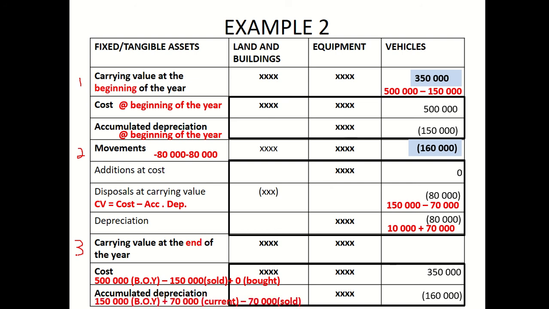We add the 70,000 rand of the current financial year. Actually, that is incorrect. We're supposed to add 80,000 rand, which is thus 80,000 rand here, right? We're supposed to add 80,000 rand. Please change that to 80,000 rand. And then we minus accumulated depreciation of the asset sold. And that will give us 160,000 rand.